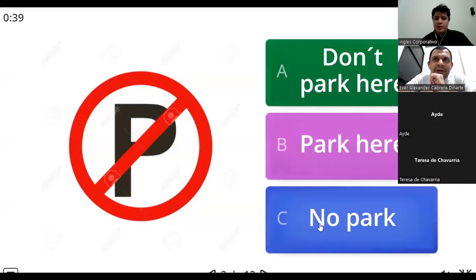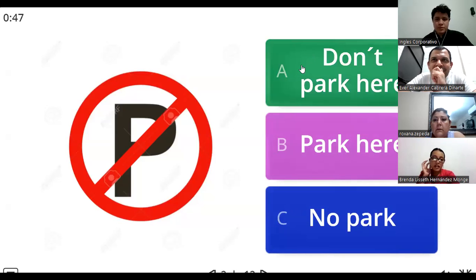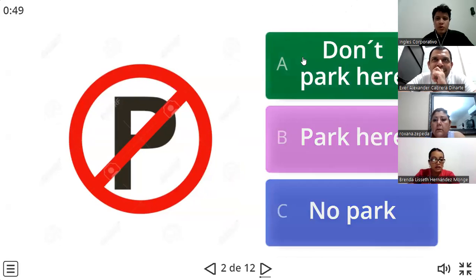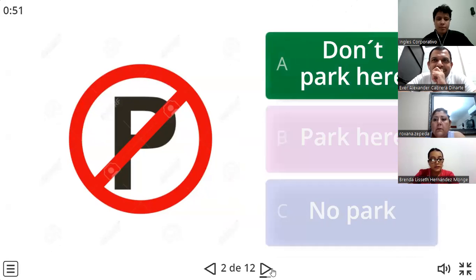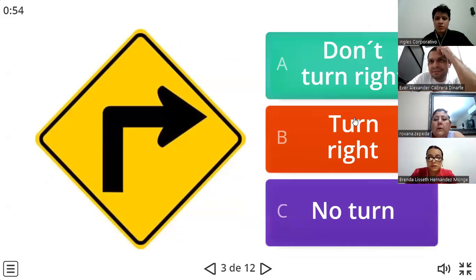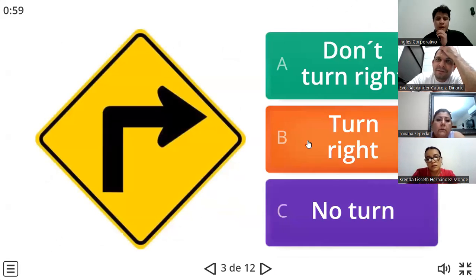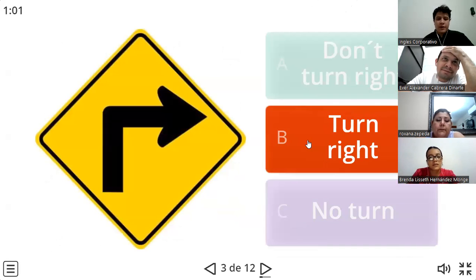Is it "park here," "no park," or "don't park here," guys? No park. Don't park here. Perfect. Don't park here. Now let's see another one. What is this, guys? "Don't turn right," or "turn right"? What do you think? Turn right. Perfect. Very nice.